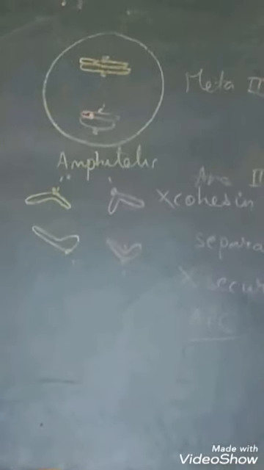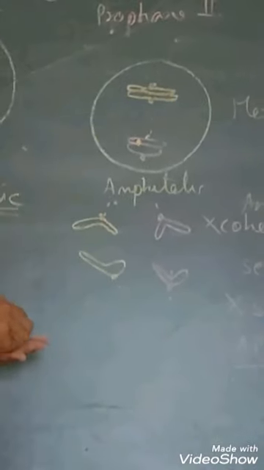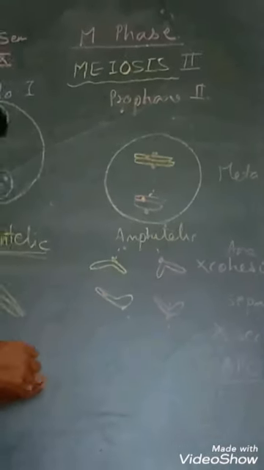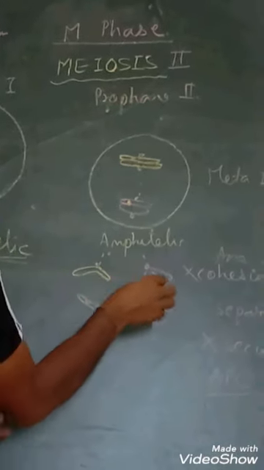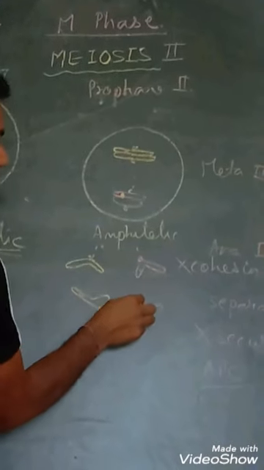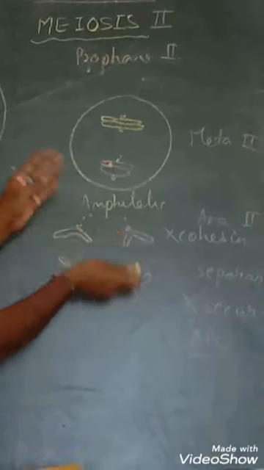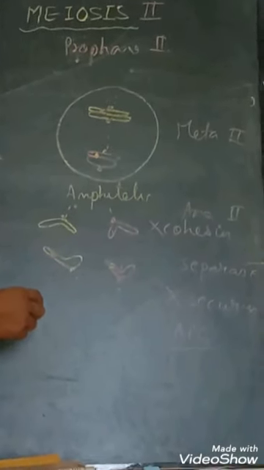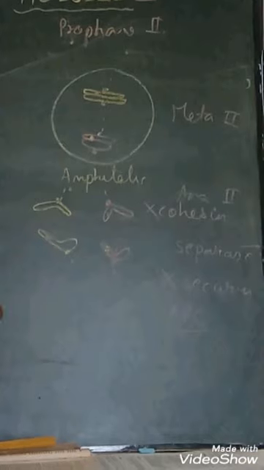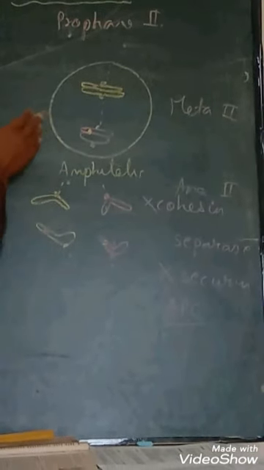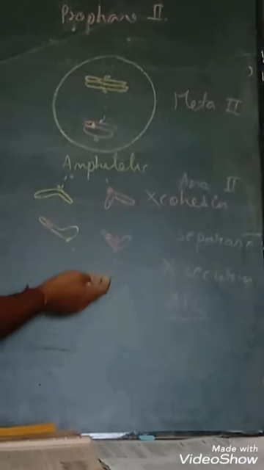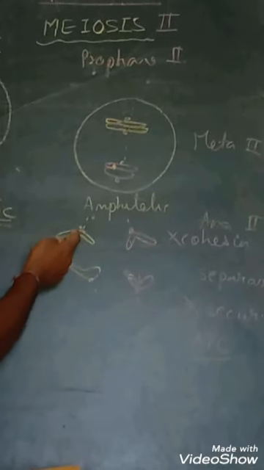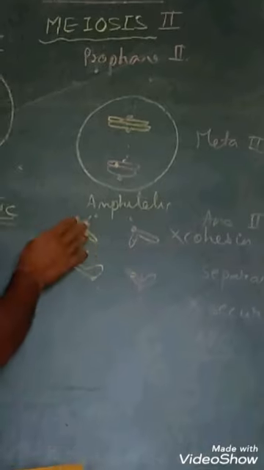Now, out of these two, one is having the recombinant arm. Same is the case here. Now, this separation of chromatids is at random. Any arm may go to any pole. A gamete may receive either the parental or the recombinant one.